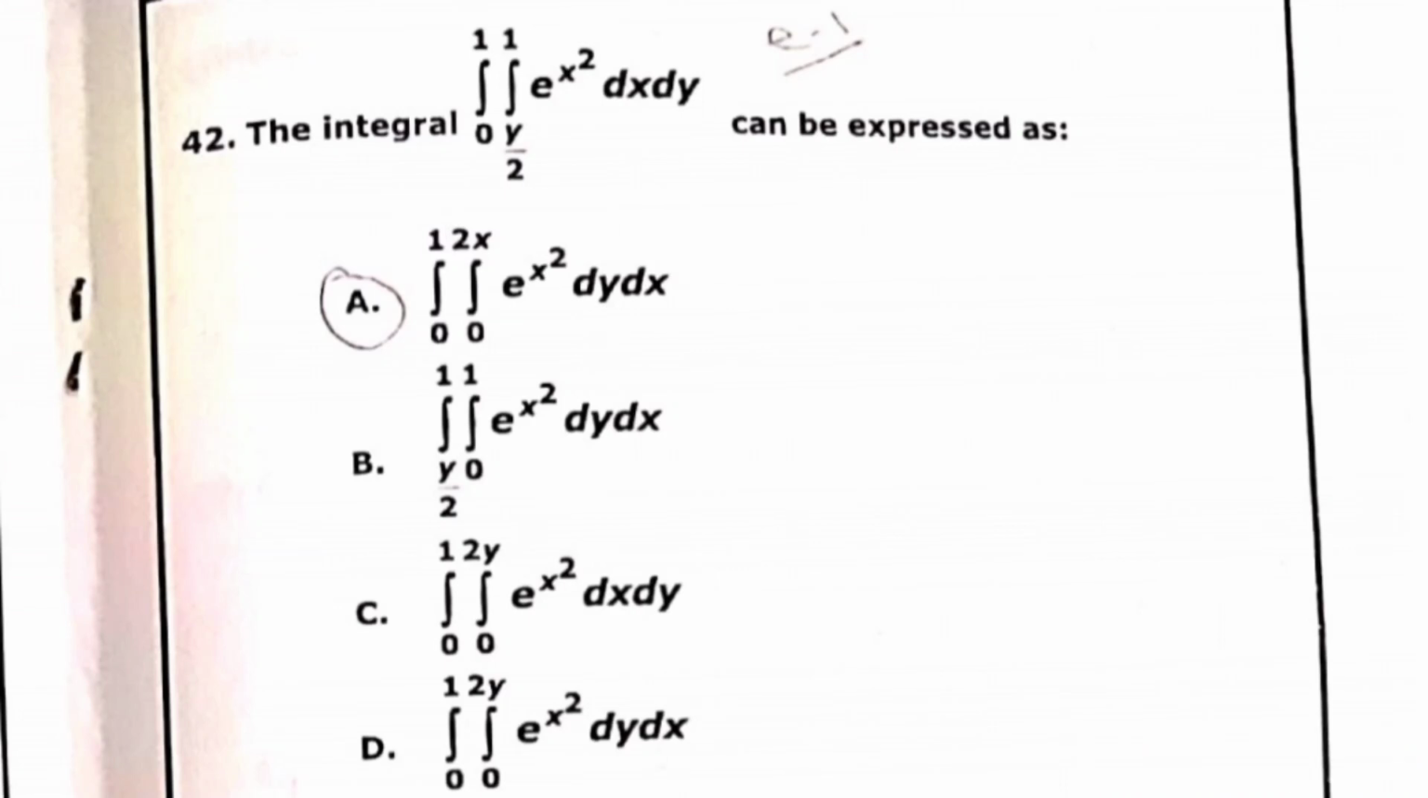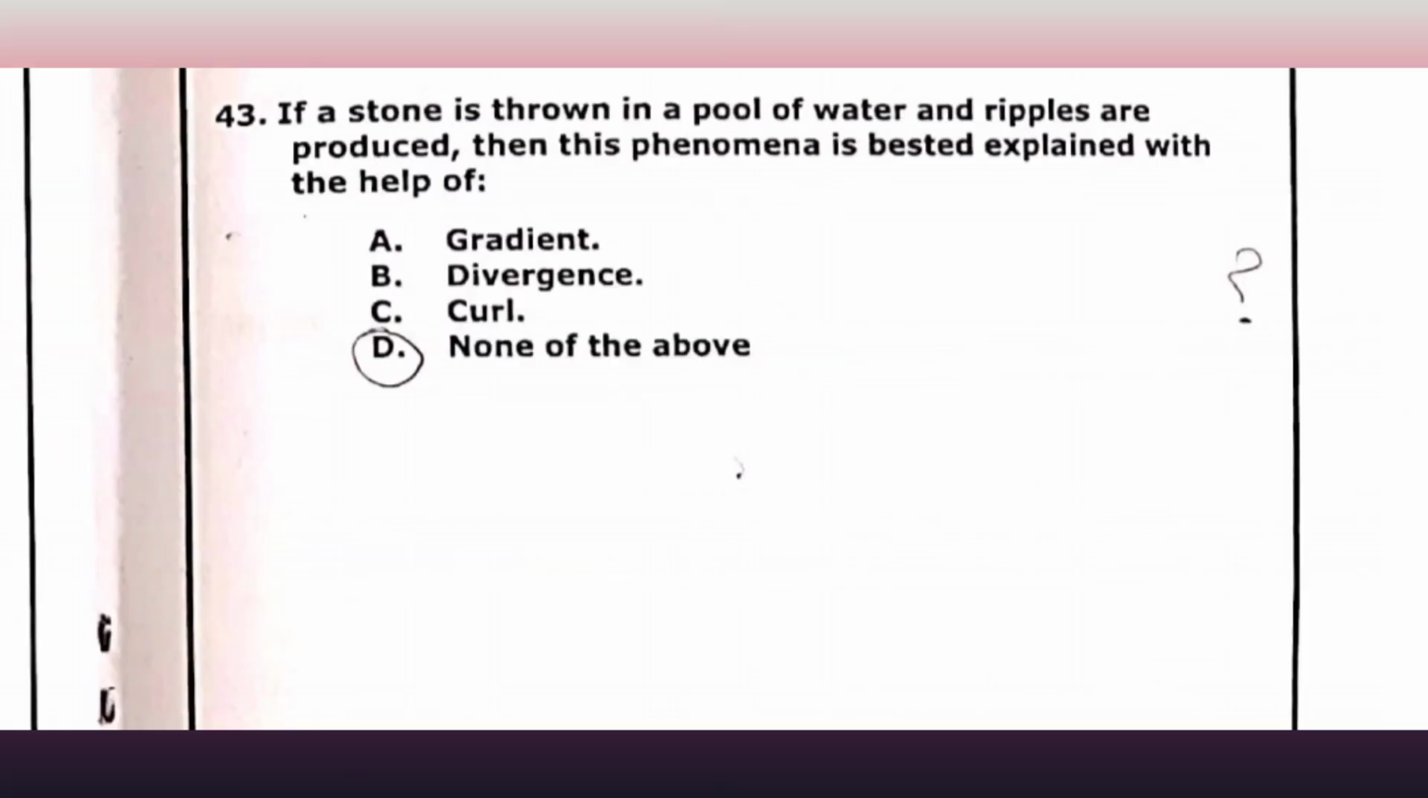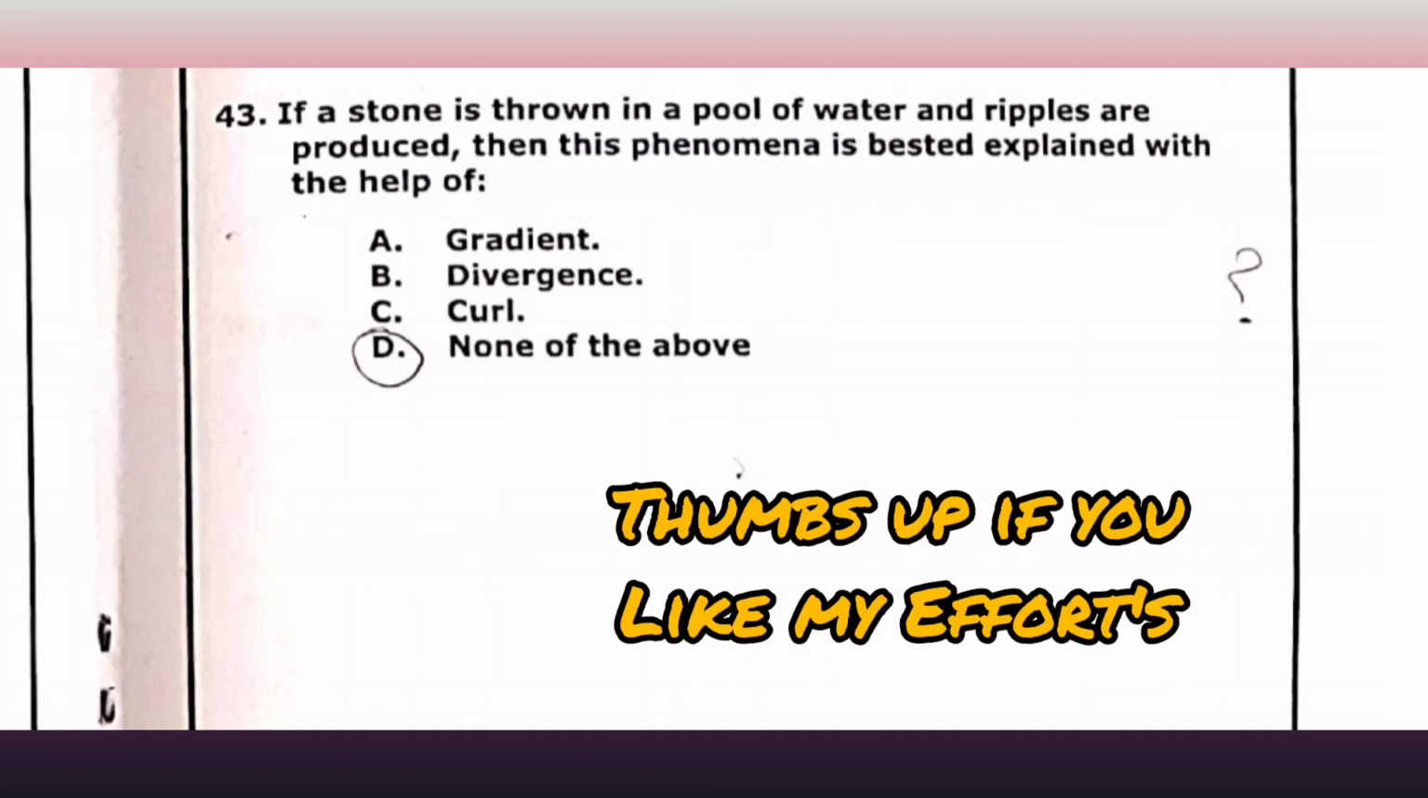I forgot to discuss question 42 and 43. You check the integral can be expressed as, the option A is correct. Now question 43 is: if a stone is thrown in a pool of water and ripples are produced, then this phenomenon is best explained with the help of, D is correct.